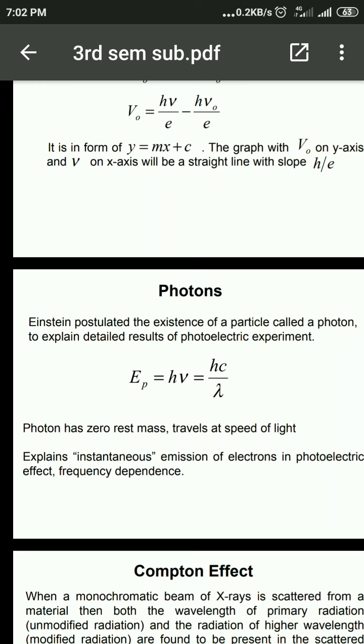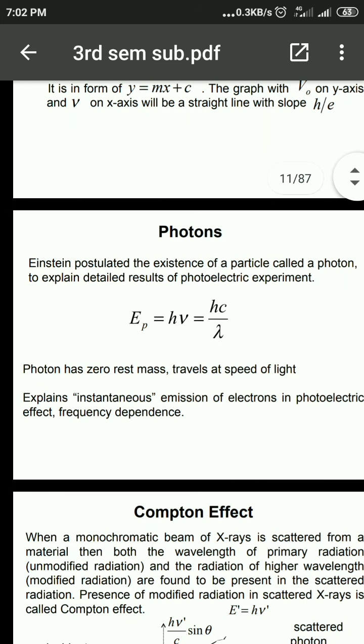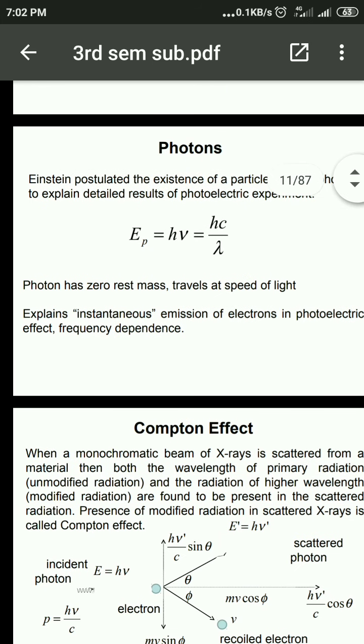So here we have considered a light beam as different packets of energy, which are called photons. Each quantum of energy is considered as a photon, and each photon has energy h nu. A photon has zero rest mass and it travels at the speed of light. This is the consideration, and this explains the instantaneous emission of electrons in the photoelectric effect. Okay.